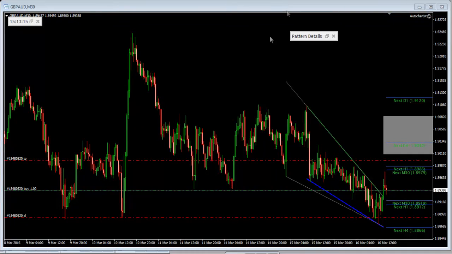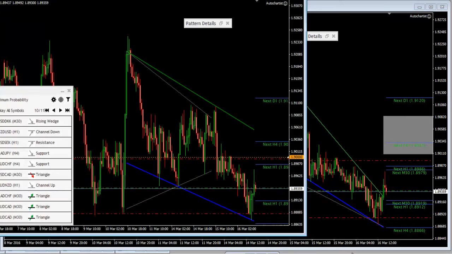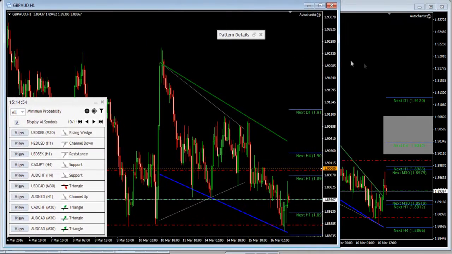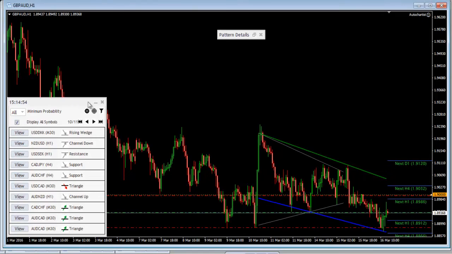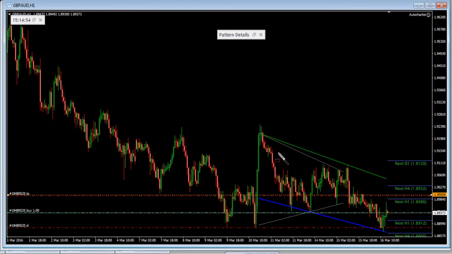So we've had this pair really sitting at a lot of support here. So I'm just going to zoom out to, let's just go to the hourly here first, and then I'm going to go to the 4 hour. So if we go to the hourly here, again, here's our channel that's just forming. It's a little bit slightly off here. So again, here's our channel forming.